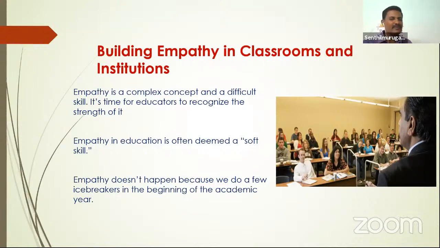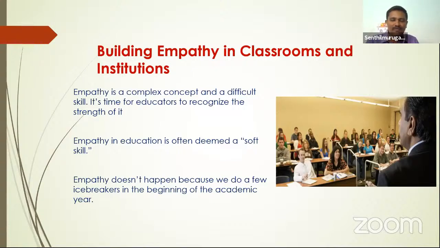Initially, when we start our academic year, we will be very focused on different groups of students. We think about differences in students' communities. We think about their different cultures. We think about slow learners, medium learners, and high level learners. So we conduct some programs initially when we start the academic year.